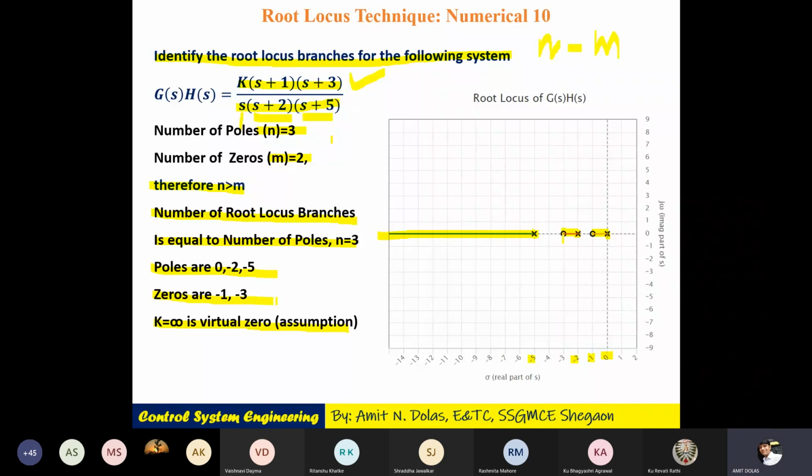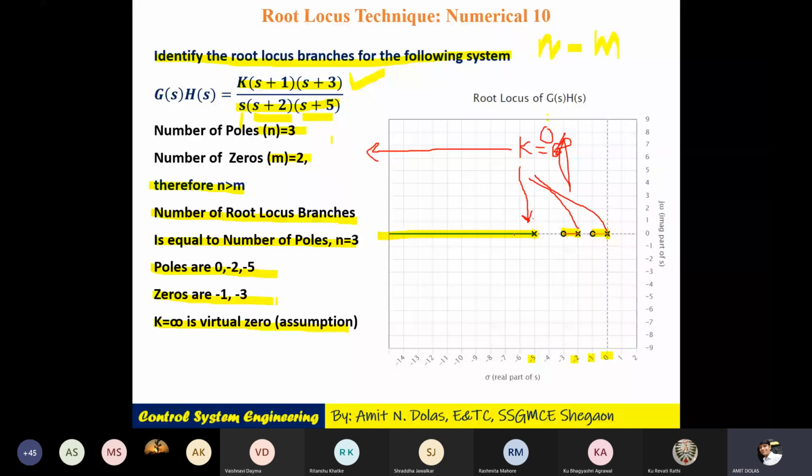Means in every root locus, the position of the pole, I'm talking about the initial position of the pole, here the value of k is always infinity. Always infinity. Sorry, I'm sorry. The value of k is always 0. As the value of k increases, your pole starts moving towards infinity.